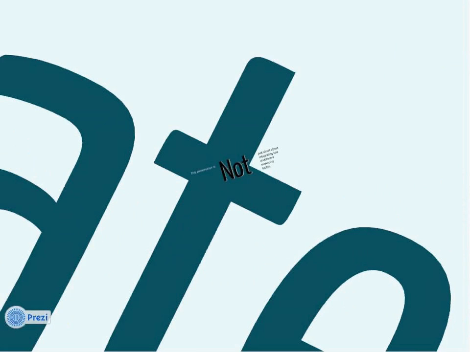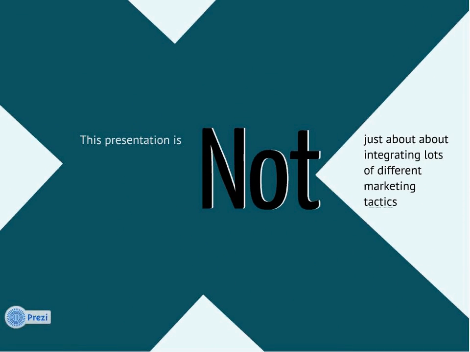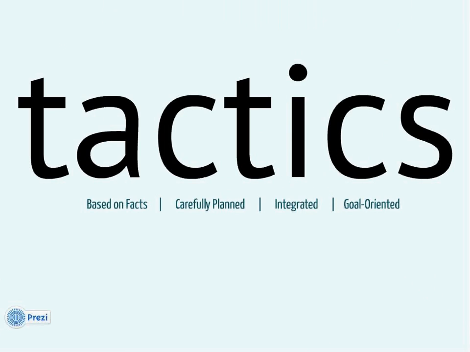So as marketers, we have a tendency to want to jump right into the tactics. We think, hey, let's do marketing, let's send an email campaign. What are we going to do with that? This presentation isn't going to be about marketing in that way. It's really going to be about having smart, integrated marketing that is based on facts, carefully planned, integrated, and goal-oriented.